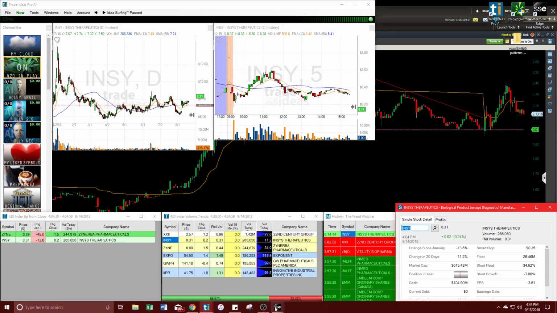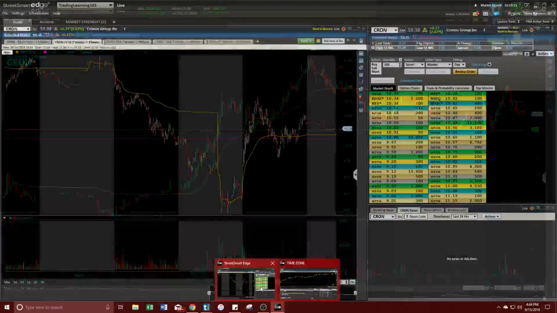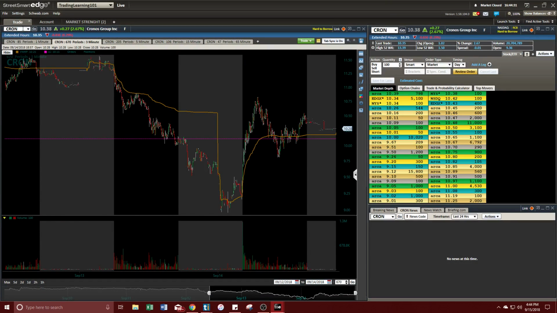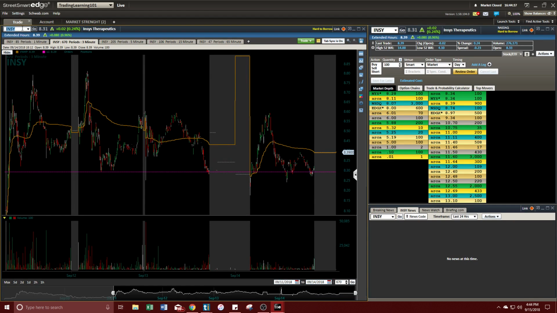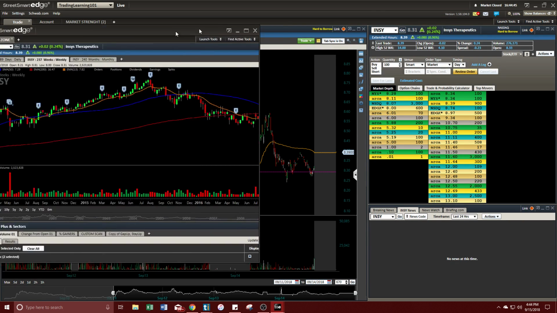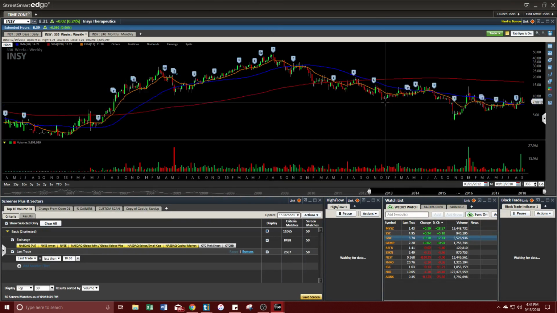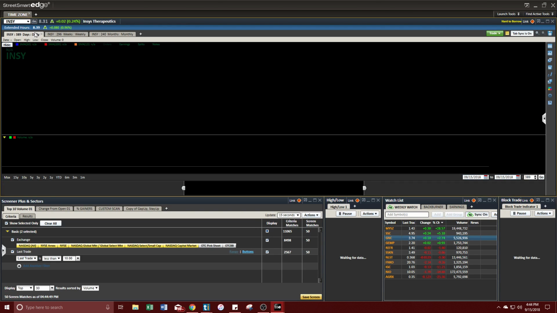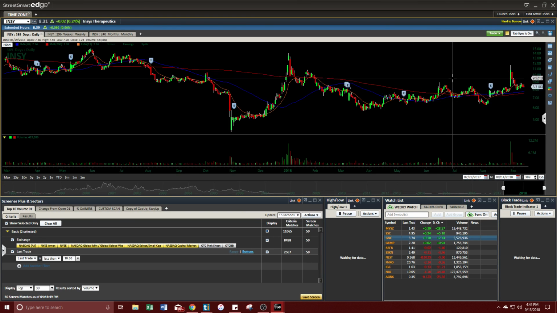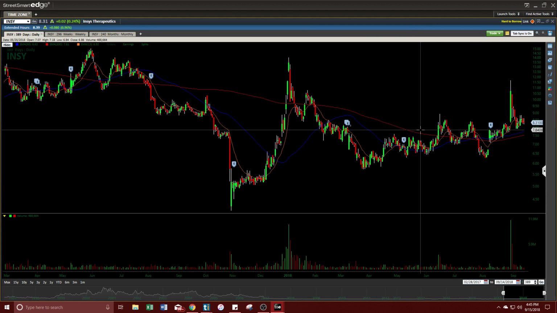And better yet, if I pull up my trading platform here, we can go over it here too. So INSY, let me bring over the daily chart real quick. This is the daily chart. And also, the red line is the 200-day, the blue line is the 50-day, and that little orange line is the 13 EMA.